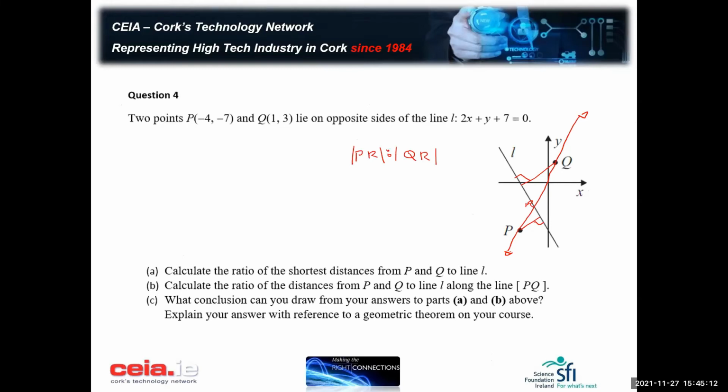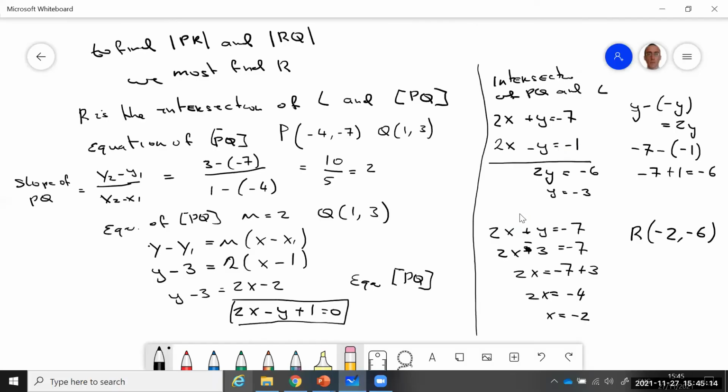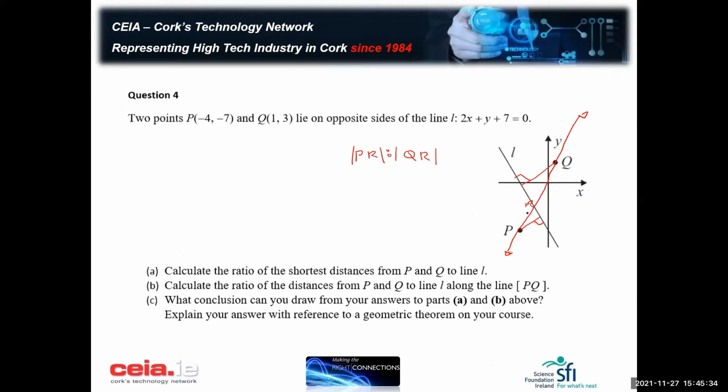Okay, so we found OR. Great. Sorry, that should be 3. Sorry, after all that. So OR is negative 2, negative 3. Sorry about that. Okay. Because we found y is negative 3 there. So what was the next question there?